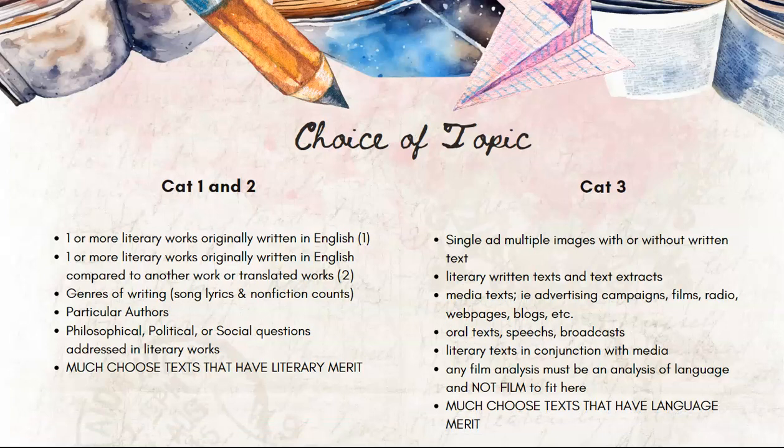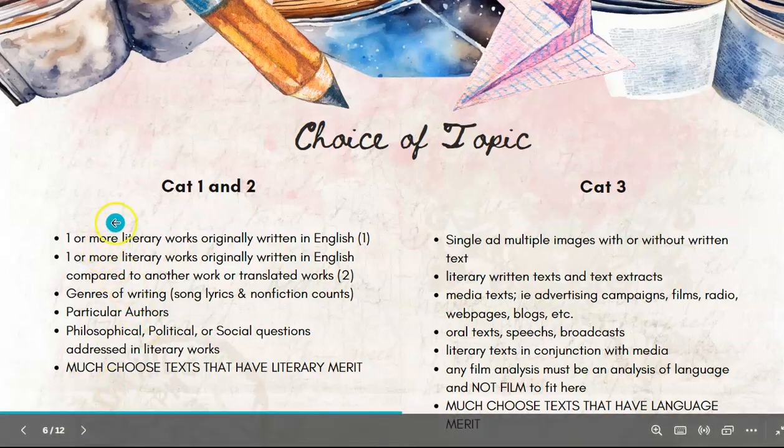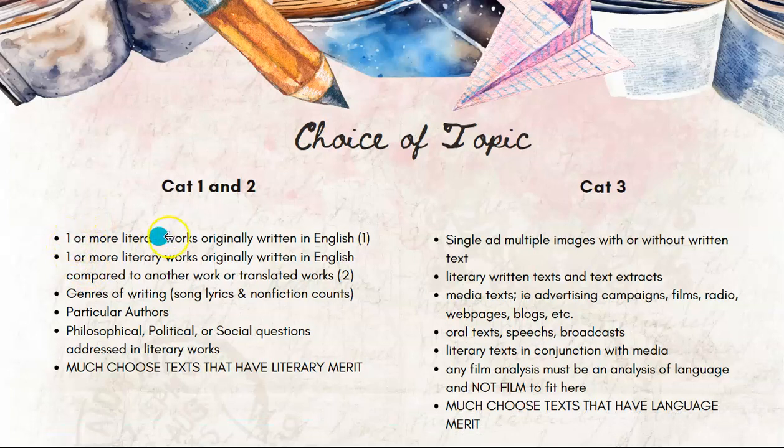So when you think about choosing topics for the English extended essay, for category 1 and 2, this is what you want to focus on. For category 1 particularly, you can choose one text or literary works originally written in English, or you can choose more than one. So I could do my whole study on Jane Austen's Pride and Prejudice, or I could compare the representation of the motif of illness in Persuasion and in Pride and Prejudice, okay? Like you can do one text or more than one text.